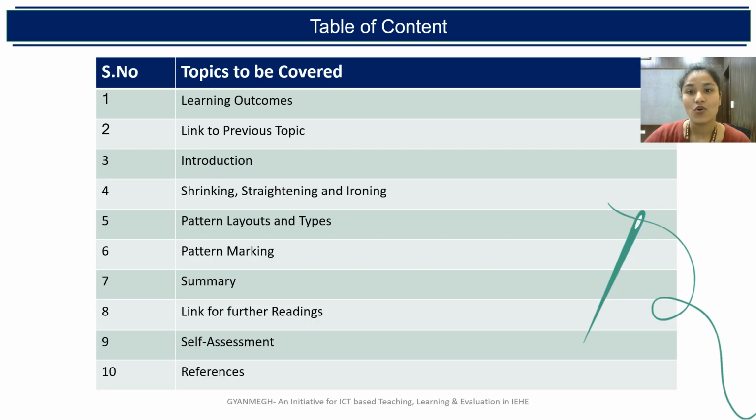Let's discuss what the video contains. The video will elaborate the learning outcomes of the module, its link to the previous topics, and continuation of the topic. The video will teach about the shrinkage, straightening and ironing of a fabric, pattern layout and its types, pattern markings and their symbols. Final summary and evaluation will be conducted at the end of this video.